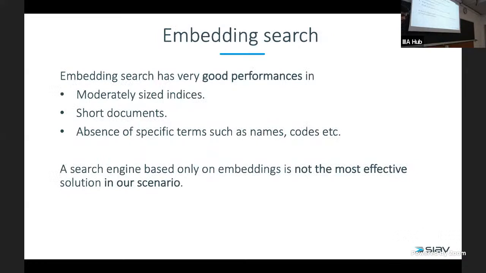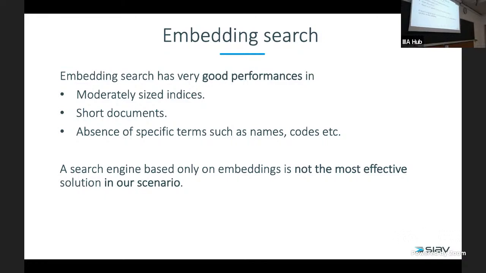So to sum up, to get a summary of the scenario where you could use embedding search, it will likely have very good performance in moderately sized indexes, like, as we said, a few 100,000 documents up to at most 1 million, depending on your computer. Relatively short documents, and here, however, we're still talking about a couple of paragraphs, which might be considered a lot of text in other scenarios, and the absence of specific terms such as names, codes, etc.